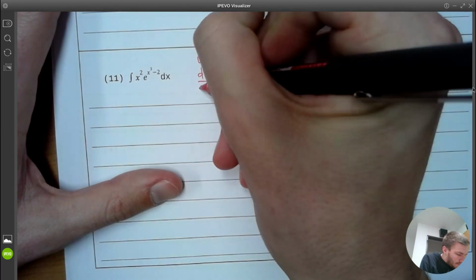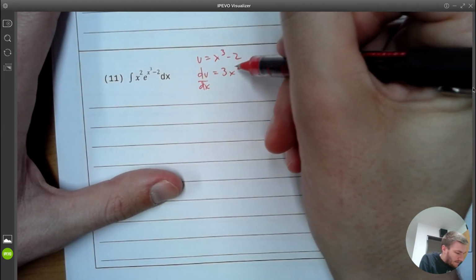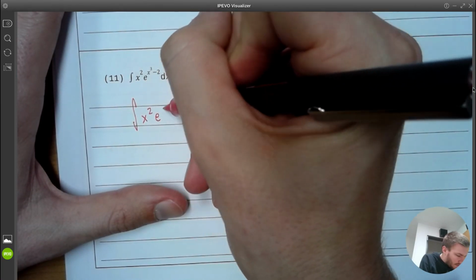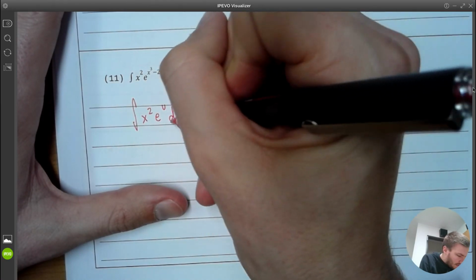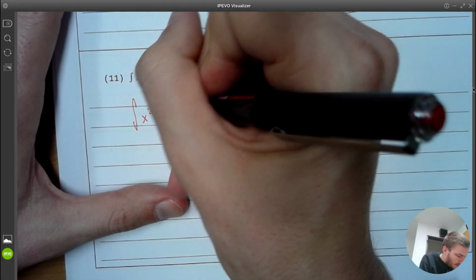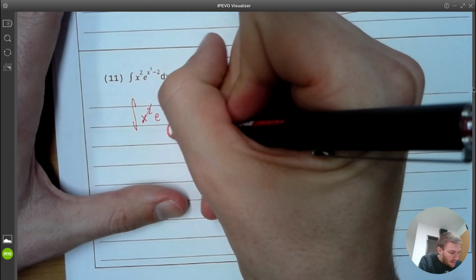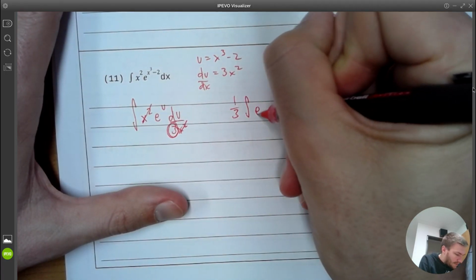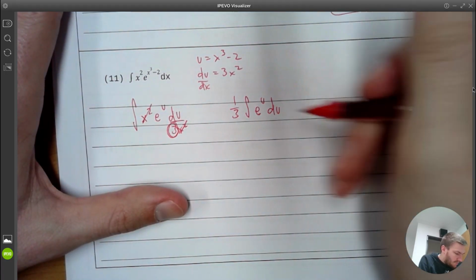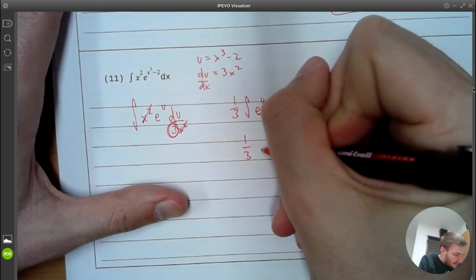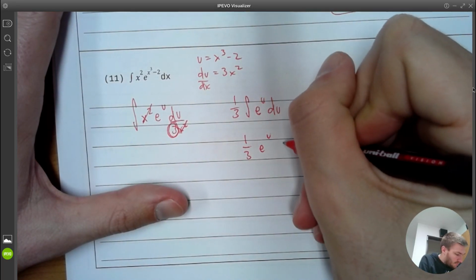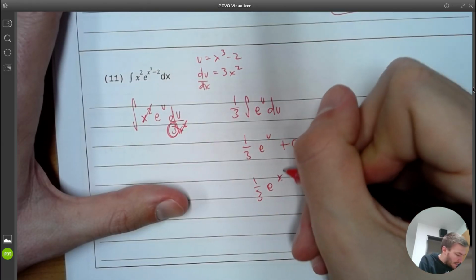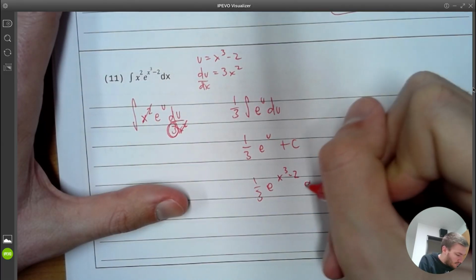That's dx. So I need to make sure I divide by 3x squared. The integral of x squared e to the u du divided by 3x squared. The x squareds go away. Don't forget that 3. 1/3 the integral of e to the u du. E to the u is very easy. It's just e to the u plus c, plug it in, 1/3 e to the x cubed minus 2 plus c.